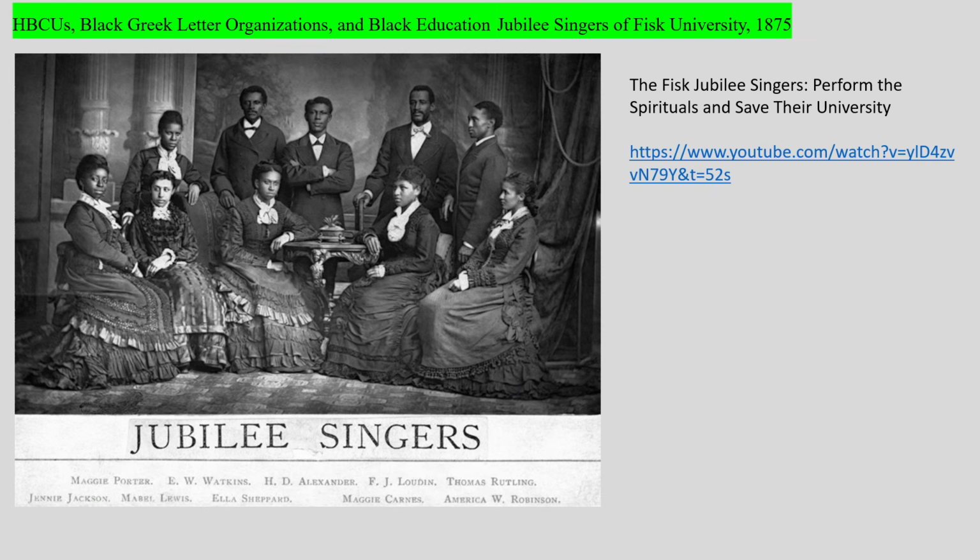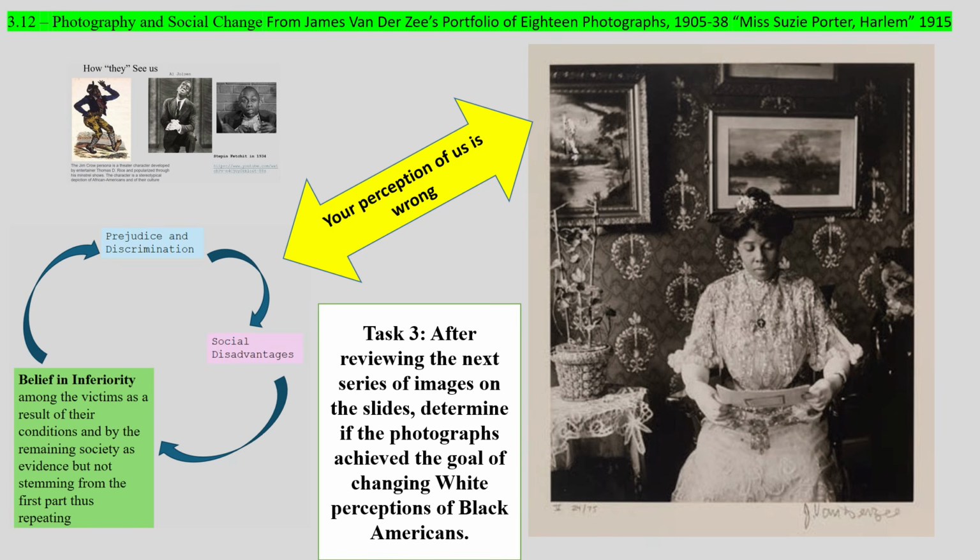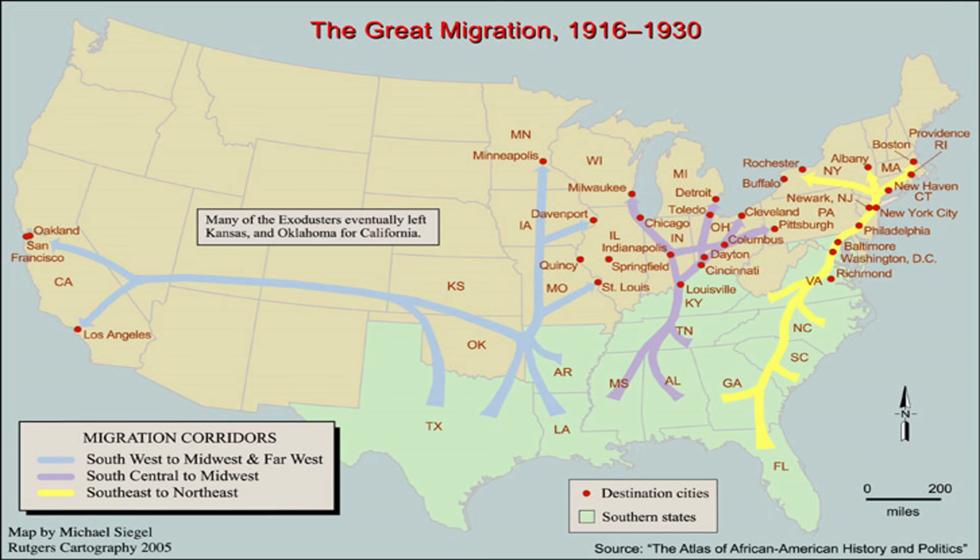The raising of funds for HBCUs, as well as portraying a positive portrayal of African Americans, because African Americans are dealing with the Jim Crow persona, where they are struggling with trying to convince society about something other than racist and stereotypical images, which is where James Van Der Zee's collection of photographs challenged that narrative.